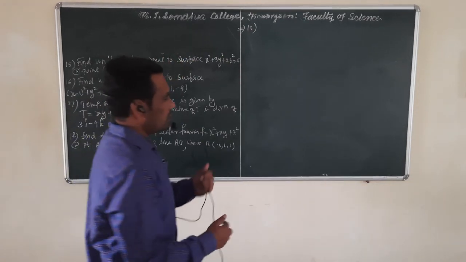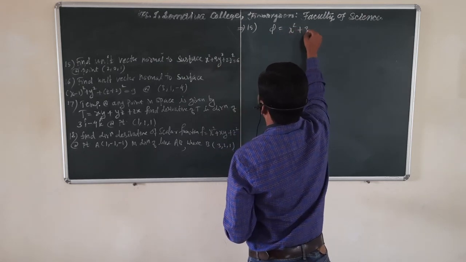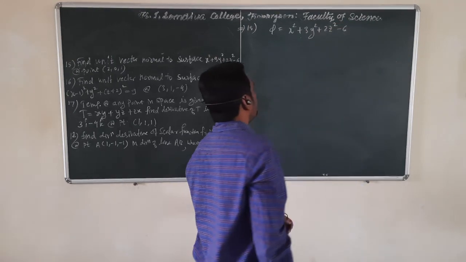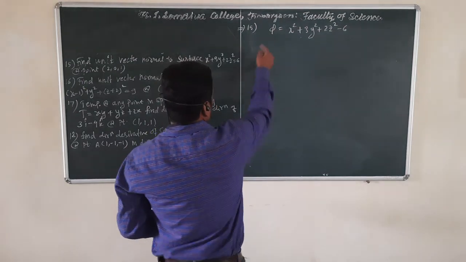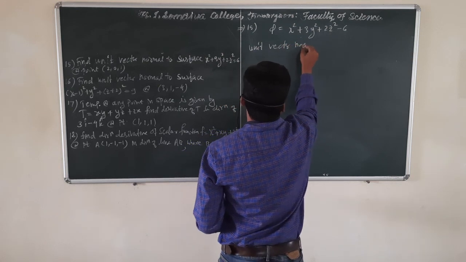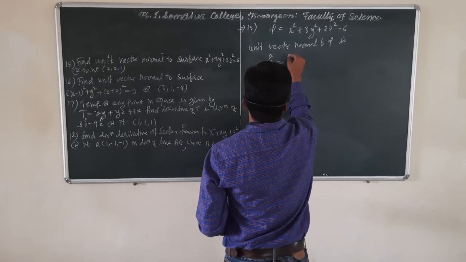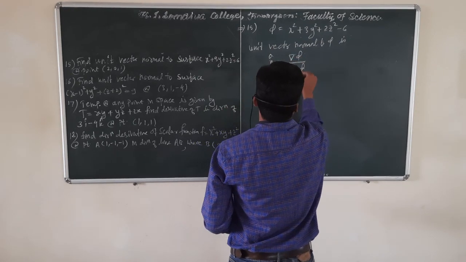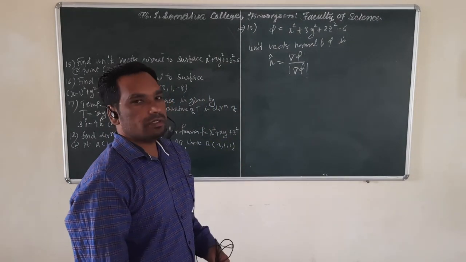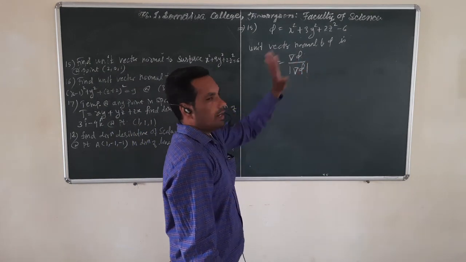First of all, we can write the surface phi as x square plus 3y square plus 2z square minus 6. Now the unit vector normal to this surface is n cap, which is given as the gradient of phi divided by the magnitude of the gradient of phi. So this is the unit vector which is normal to this surface.